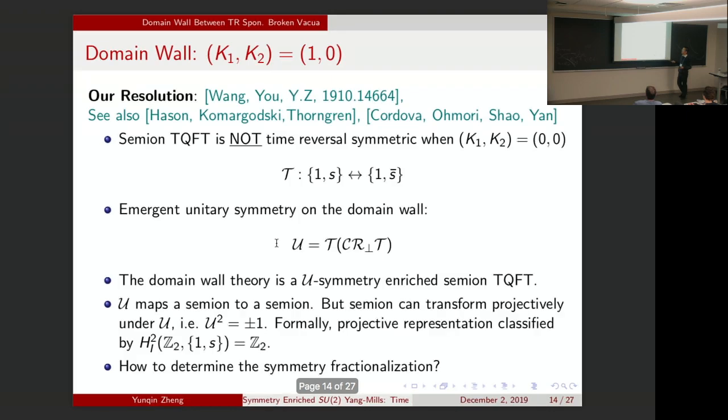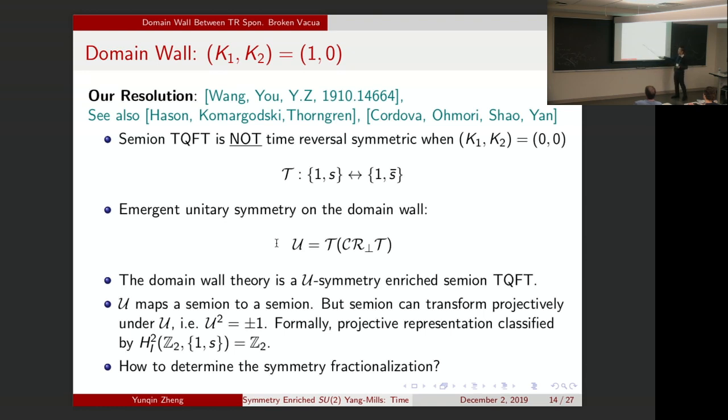The contradiction comes from the fact that we have not identified the global symmetries on the domain wall correctly. Even for the case when there is a trivial symmetry fractionalization, as we discussed before, time reversal is not a symmetry on the domain wall. In fact, under time reversal, the semion TQFT is mapped to the anti-semion TQFT. So what is the symmetry on the domain wall? There is an emergent unitary symmetry, which is a combination of time reversal and CRT, where R is the reflection in the direction perpendicular to the domain wall.